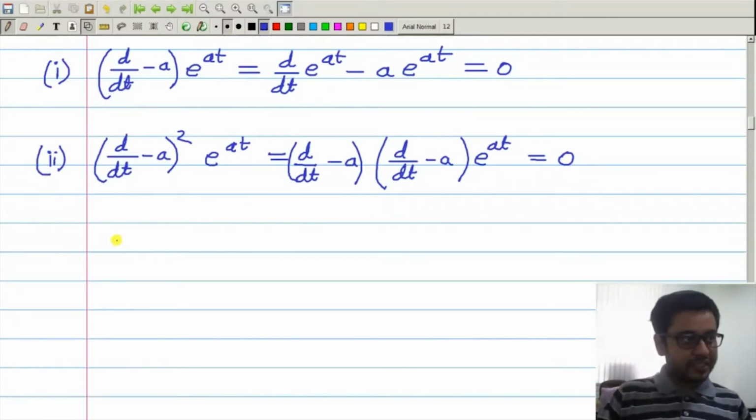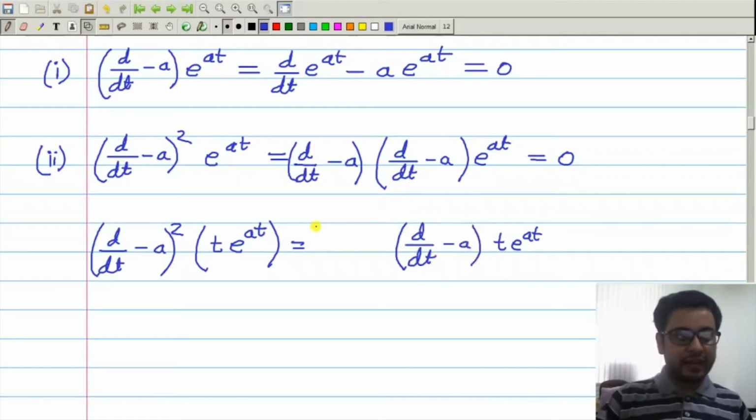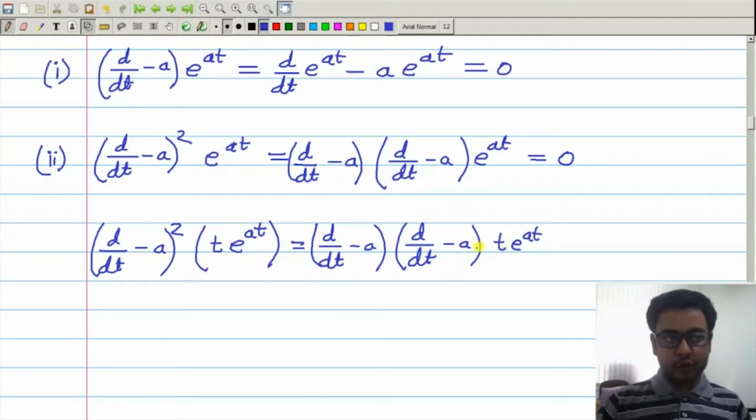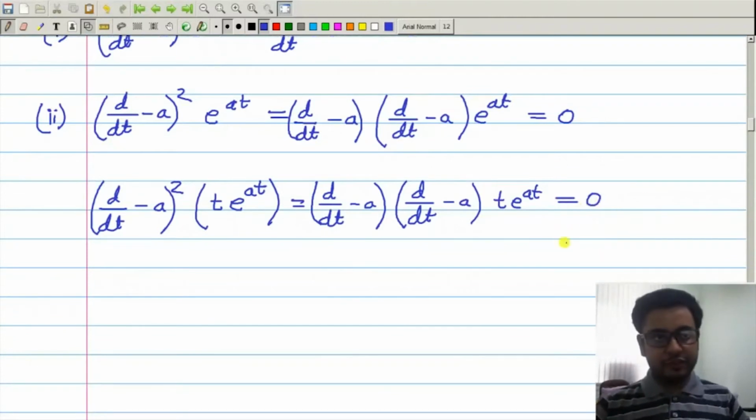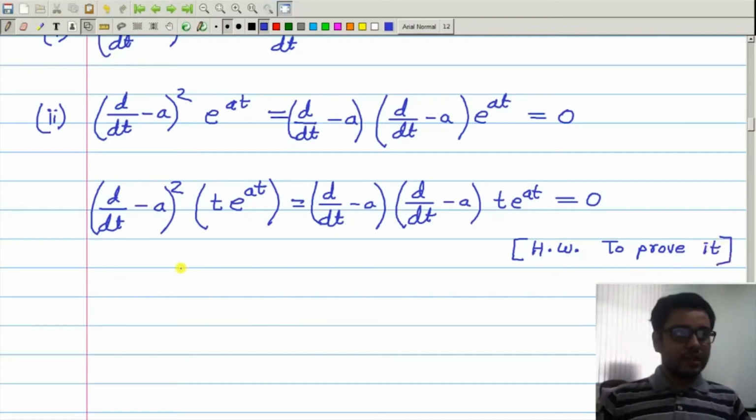The third important thing is this: if you apply this operator twice on the signal t e to the power at, that means you take t e to the power at and operate it with d/dt minus a, and then again operate it with d/dt minus a. If you carry out this operation twice, you shall get 0. I shall leave it as a homework that you prove it yourself. So this is the third important observation.